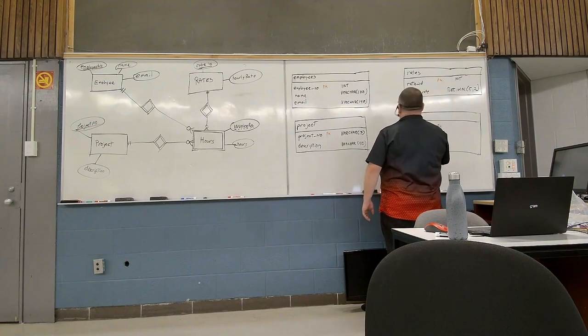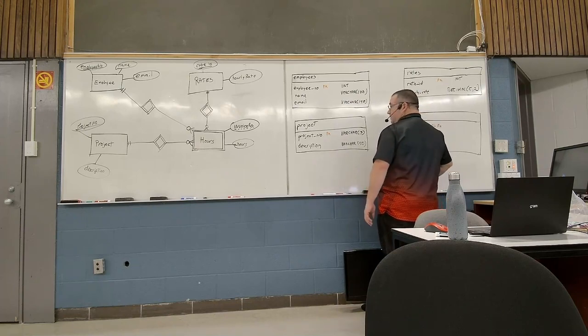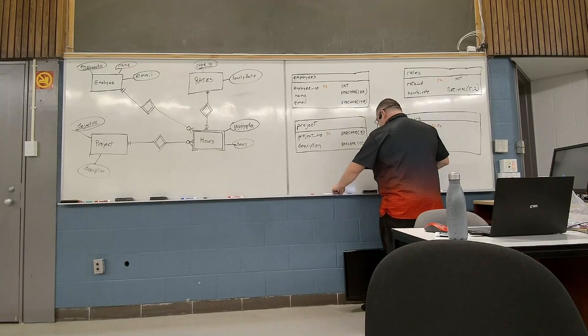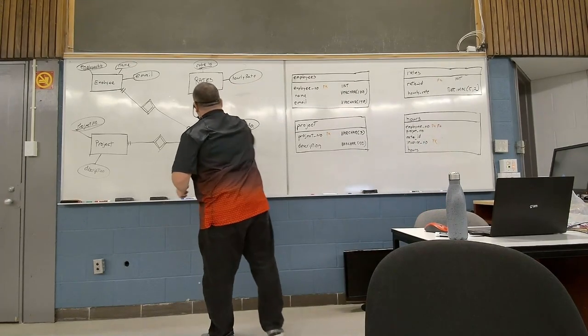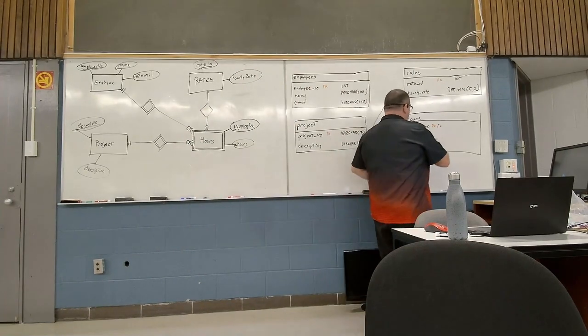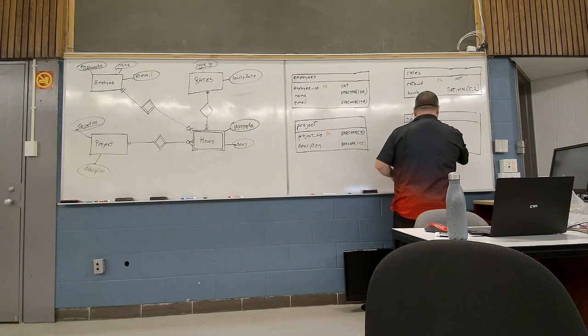Okay. We have the project ID, project number, and the rate ID. And this is going to be, therefore, actually, this shouldn't be identifying. And these two are foreign keys. That's a primary key. That's a foreign key. And that's a foreign key.